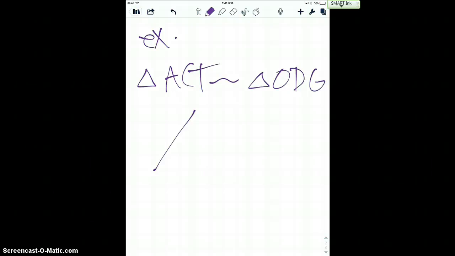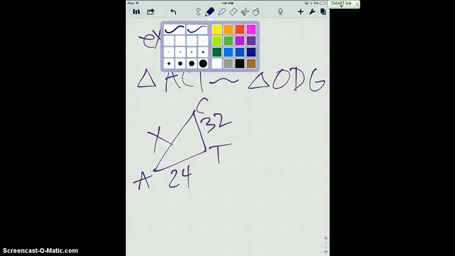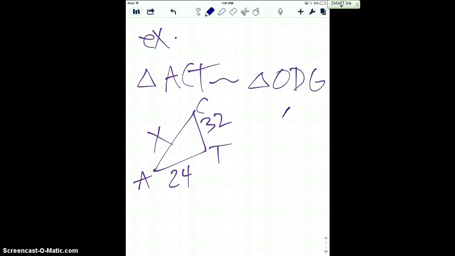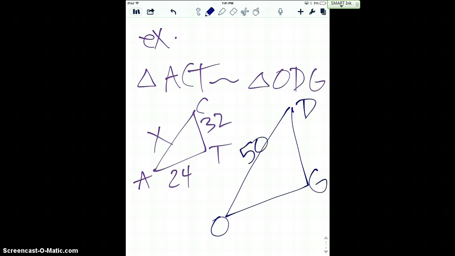So here are the triangles. I even give you what they look like. And I have ACT. This is X. Uh-oh, we have an unknown. This is 32. This is 24. And then my other triangle, ODG, same shape, different size, ODG. And I tell you the side lengths here are 50, 30, and 40.